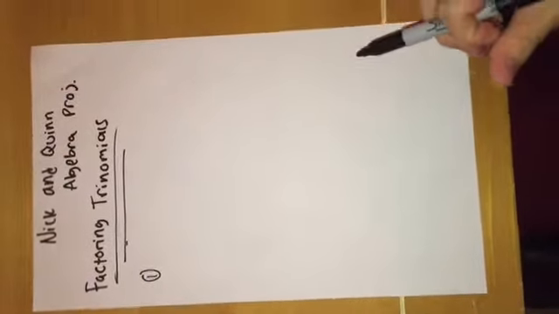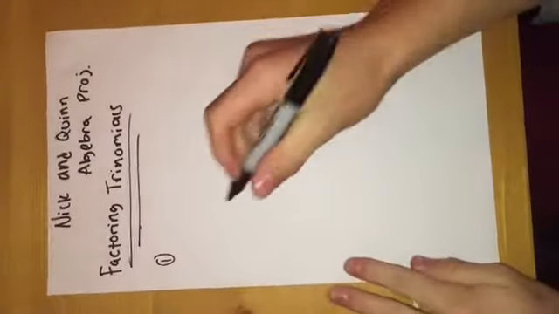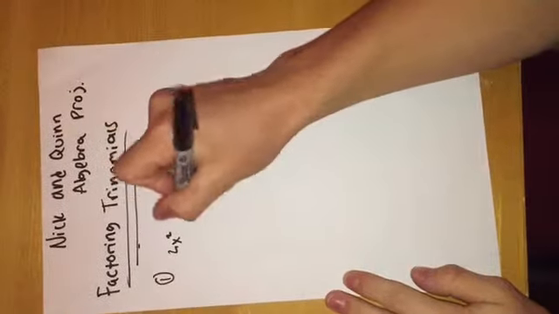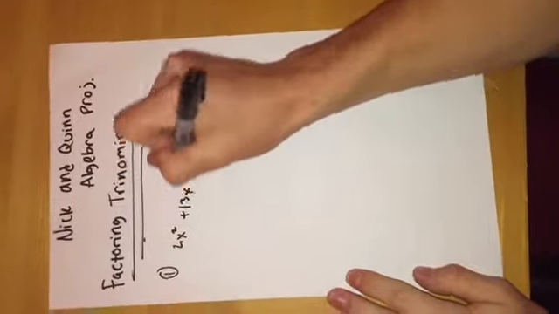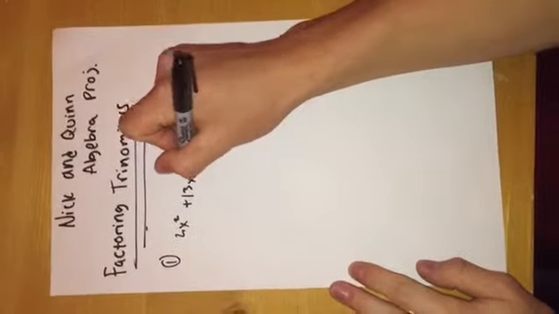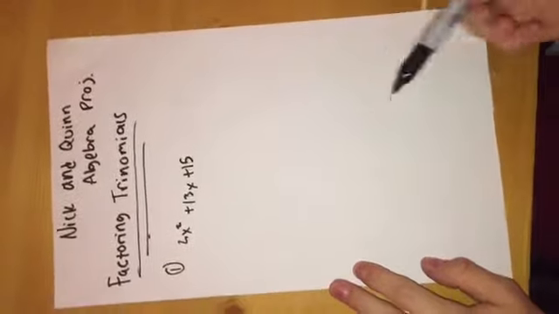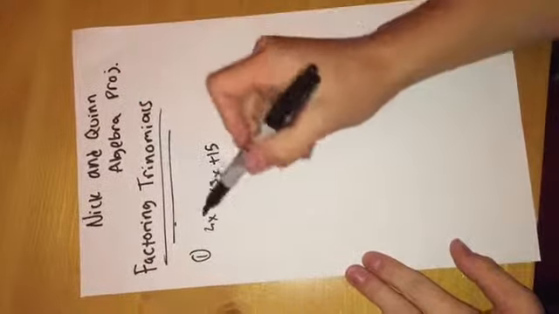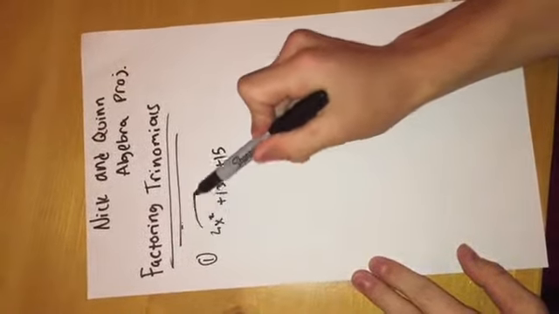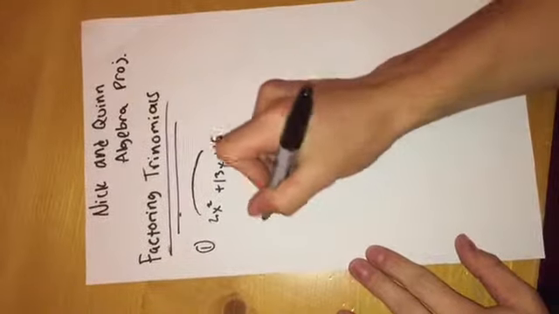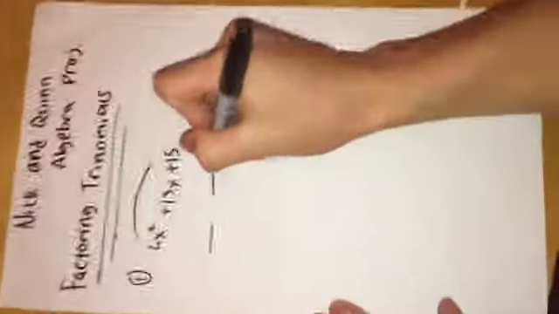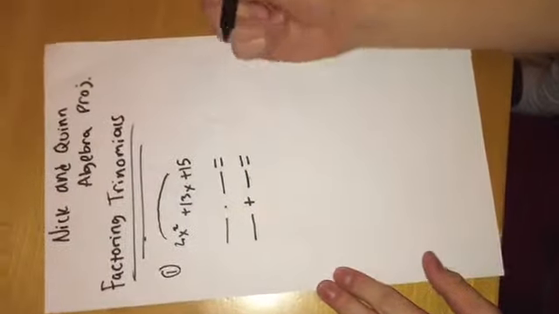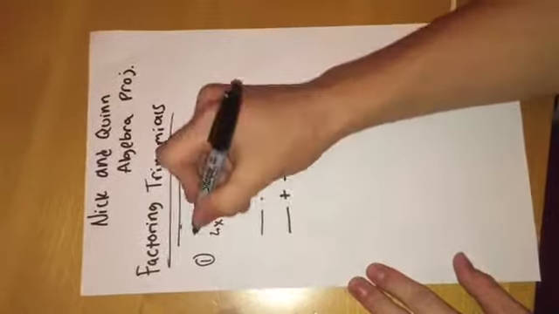And the first example will be 2x squared plus 13x plus 15. Alright, so what you're going to do here is you're going to multiply these two and to factor them, what you're going to do is you're going to multiply a and c.